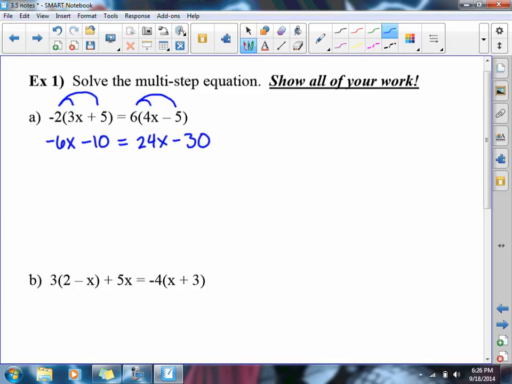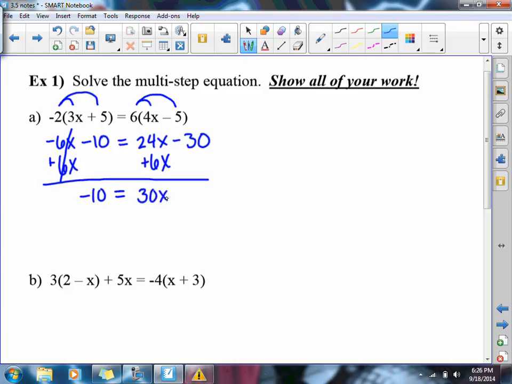Again, we want to look and see which of these x terms is the smallest, and the smallest one is the negative 6x. So I'm going to undo it by adding it to the other side. What I do to one side, I have to do to the other: plus 6x and plus 6x. So the 6x and the minus 6x cancel, and I'm just left with a negative 10 on the left side. 24 plus 6 is going to be 30x minus 30.